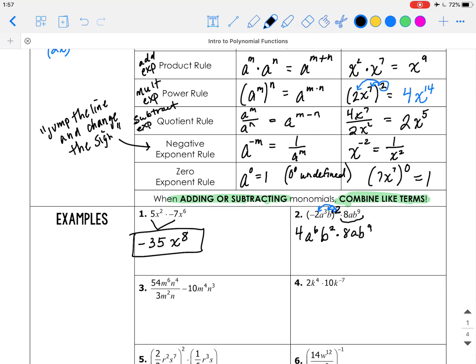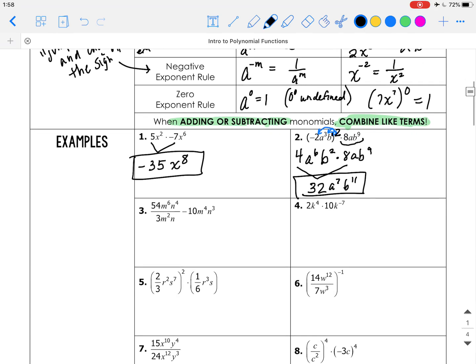And now I'm going to treat the numbers in front again like normal. So 4 times 8 gives me 32. And I'm going to treat the exponents how I was treating them prior. This is the product rule, so I will be adding the exponents of the similar variables. So I have a to the 6th times a to the 1st. That will give me a to the 7th. And b to the 2nd times b to the 9th. That will give me b to the 11th. And we are done.